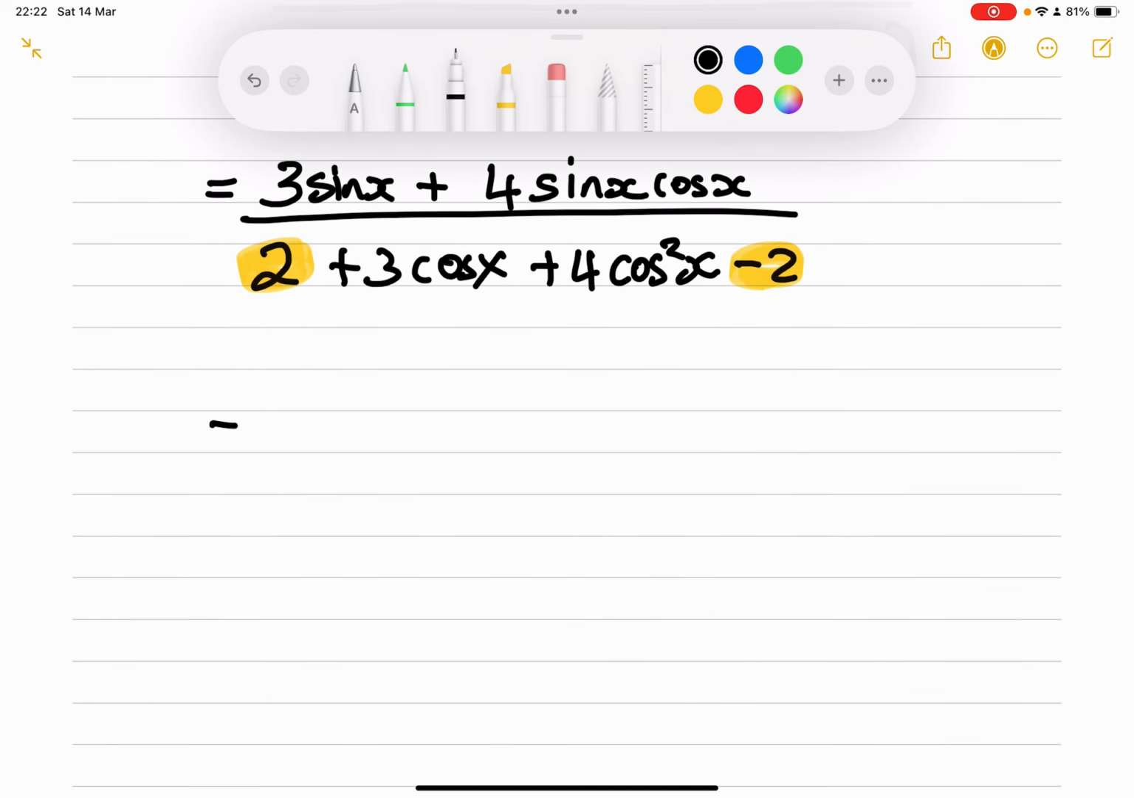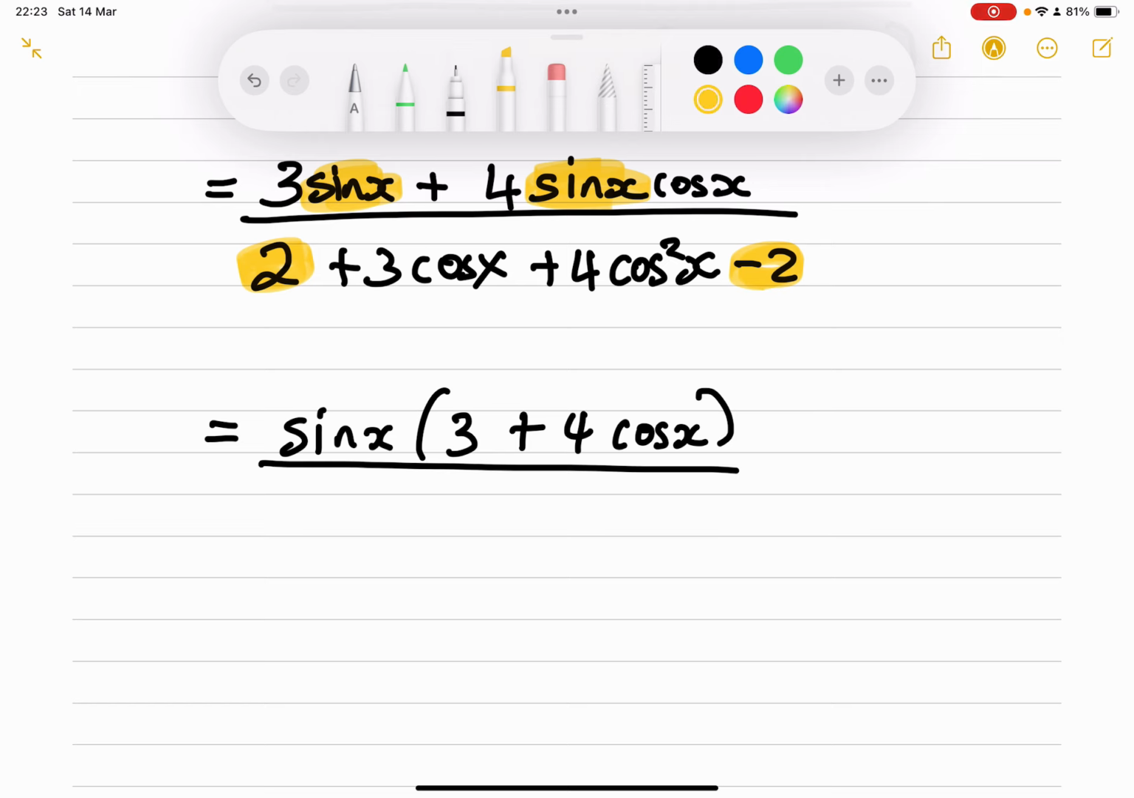And then let's look on top. We have a common factor of sine x. We can take that one out. So we have sine x into 3 plus 4 cos x. All over at the bottom, I have the common factor of cos x and cos x. So I take cos x out.